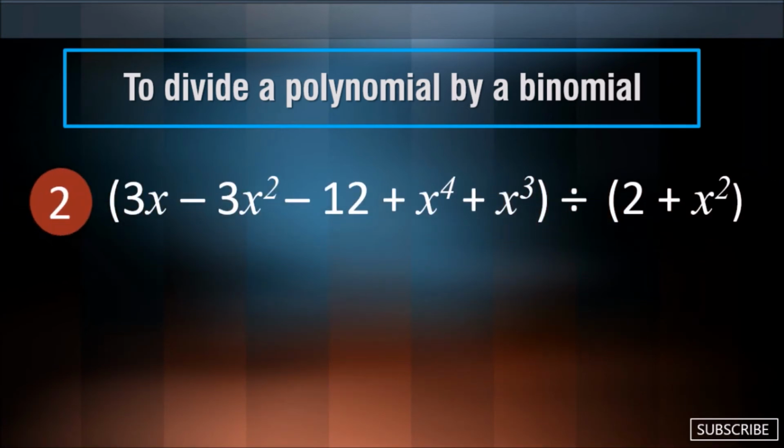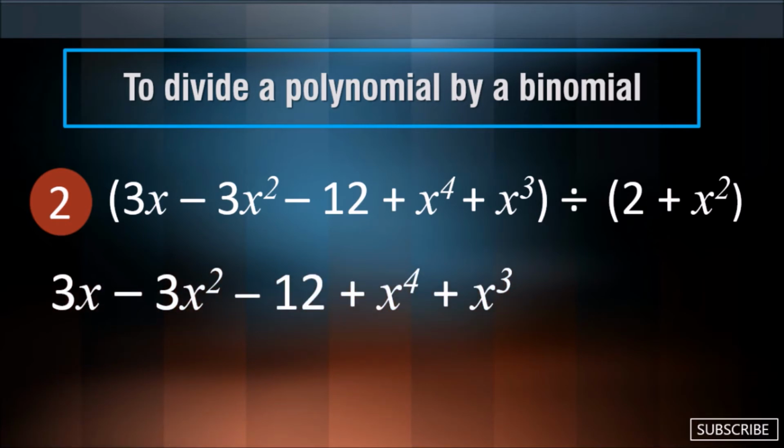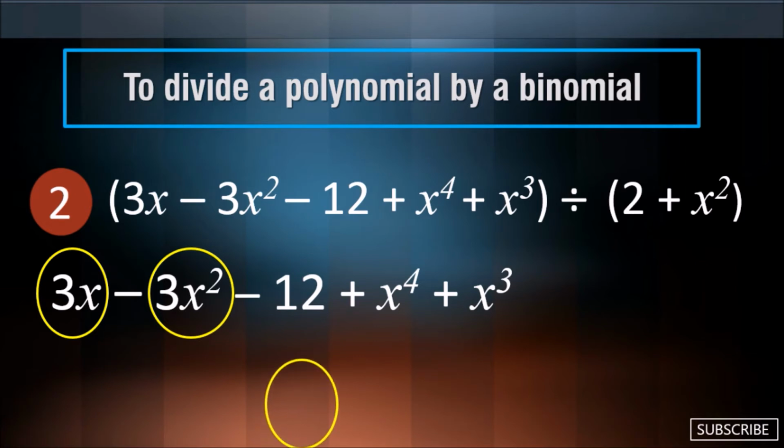Now example number 2. 3x minus 3x square minus 12 plus x raised to 4 plus x cube divided by 2 plus x square. Look at the terms of this dividend, which are not in proper sequence. The first term is 3x, its index is 1. The second term 3x square, the index of the variable is 2. The third term does not have a variable, so the index is 0.